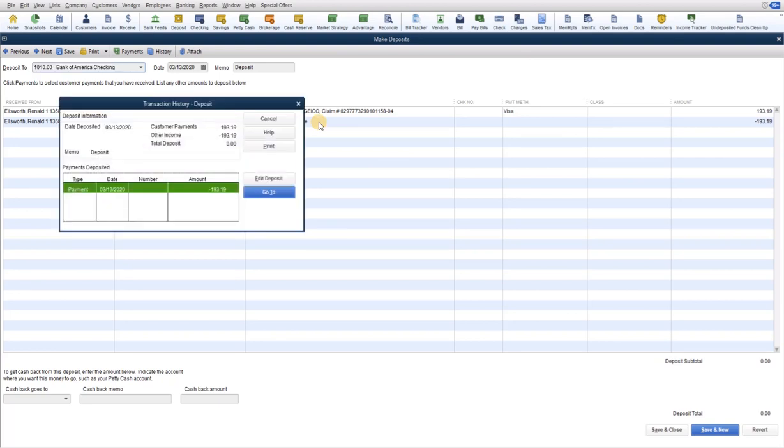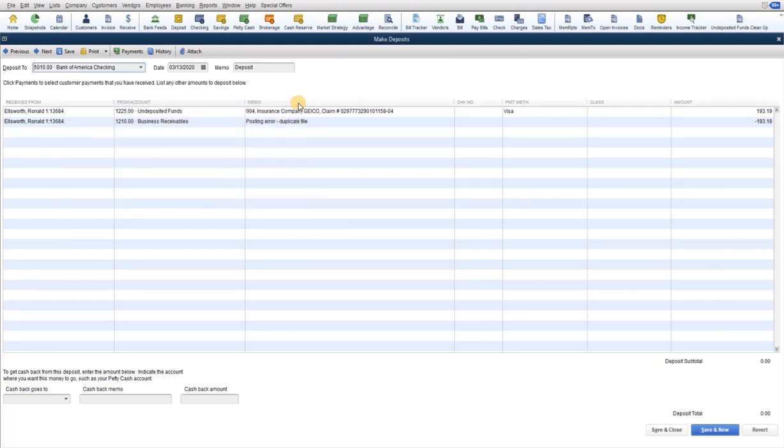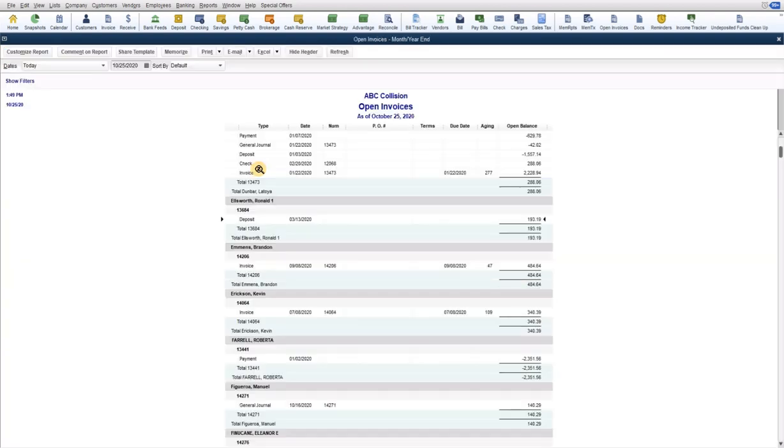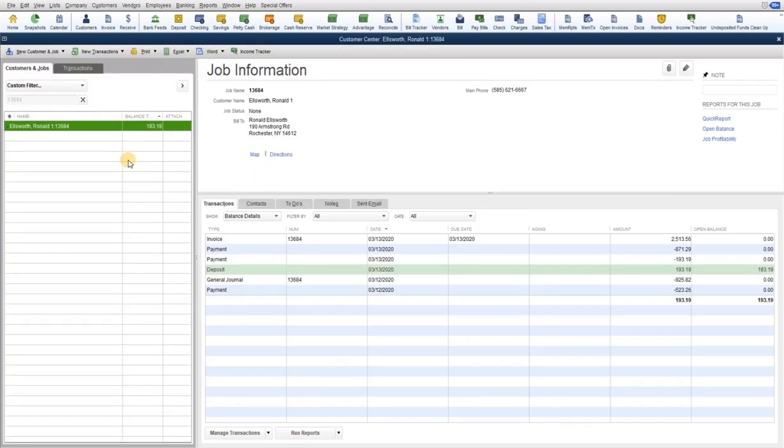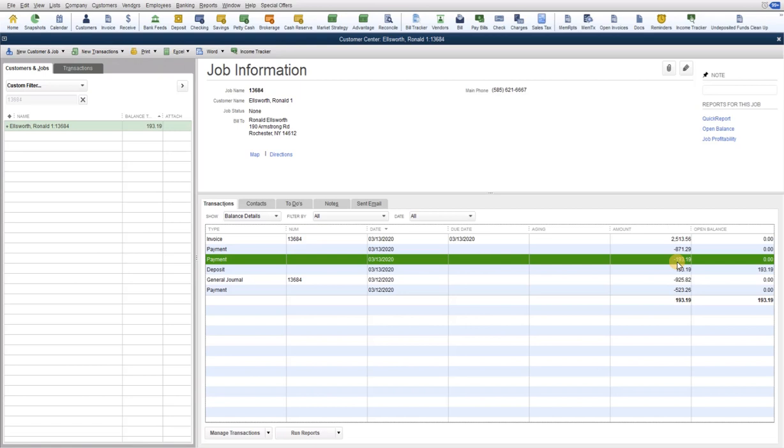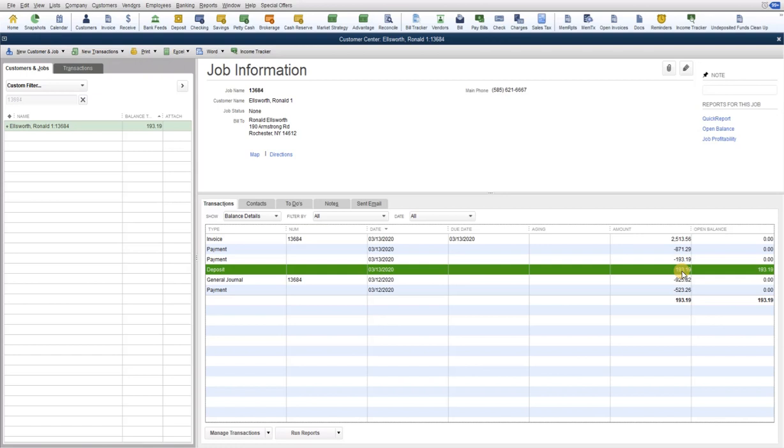And so my concern is, okay, if it was a duplicate file, what is duplicate about it? So if we look at this, we've got the payment. That's the only thing that's in it. So let's go ahead and look at the customer's record itself. If we look at this customer's record, it shows that there's a balance due of $193.19. So in reality, that deposit is incorrect. It's not a duplicate. There's actually only one payment for the $193.19. And here is the journal entry of the deposit that makes it $193.19 back to zero.